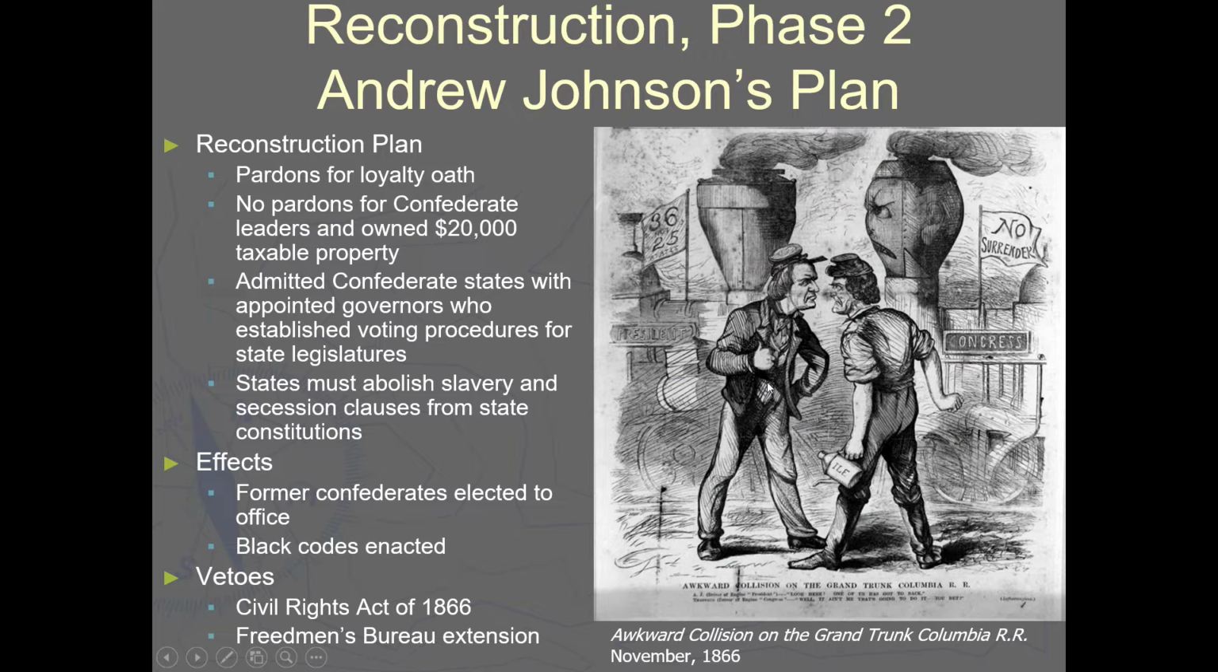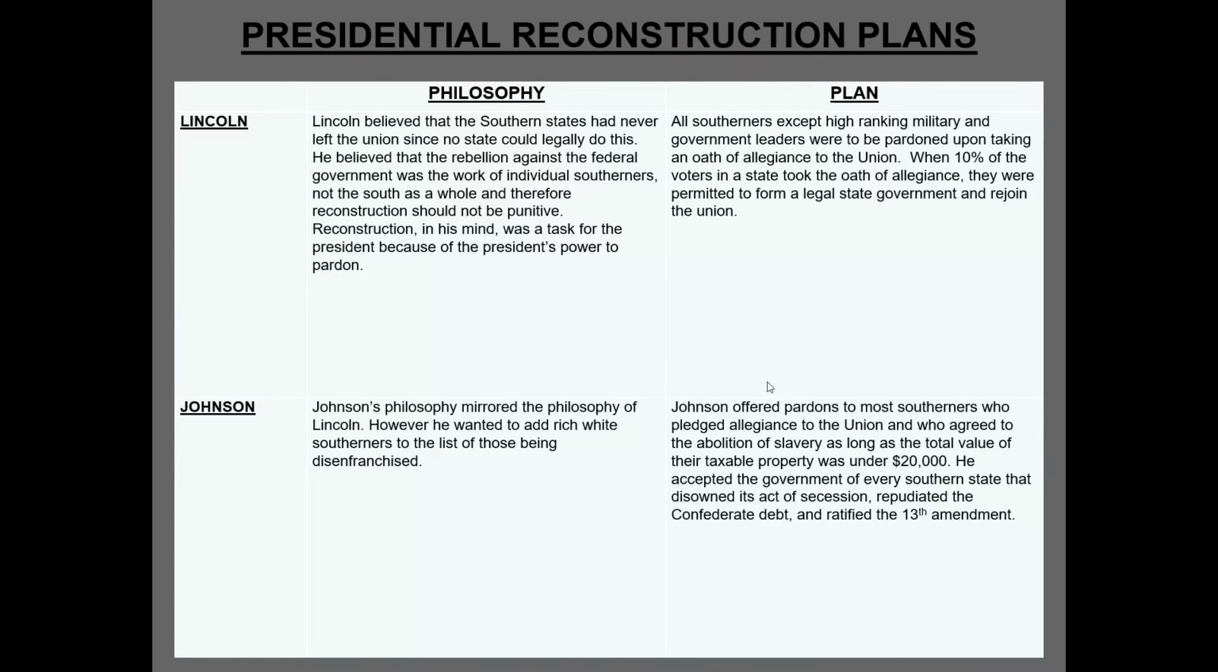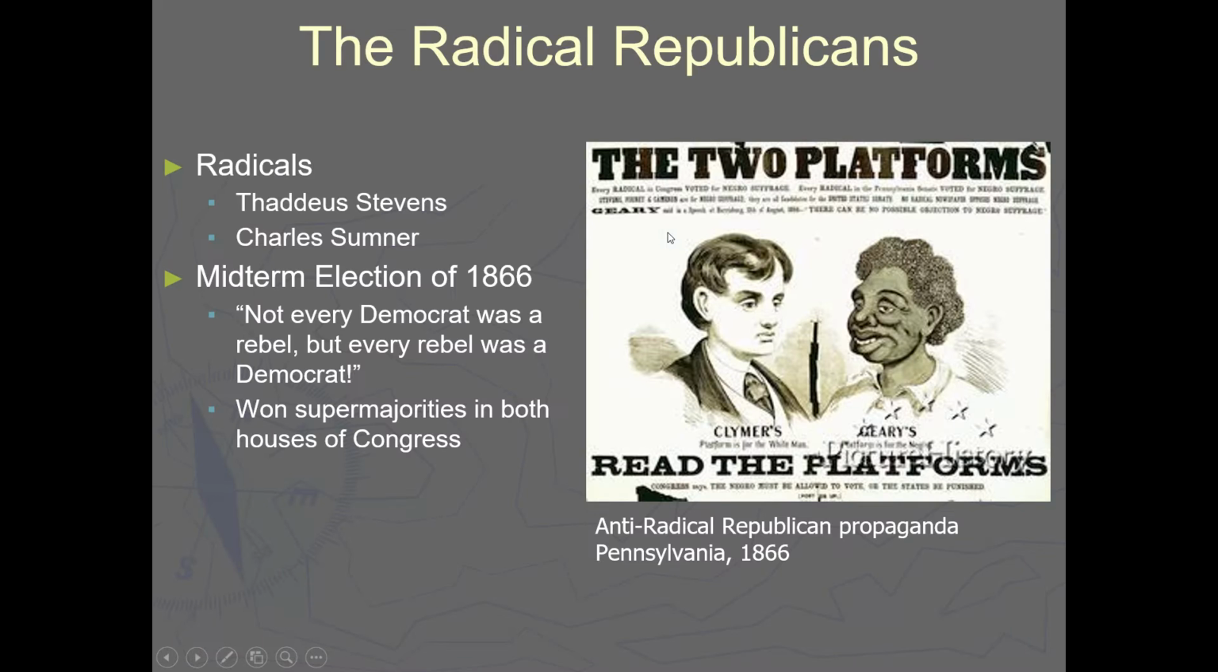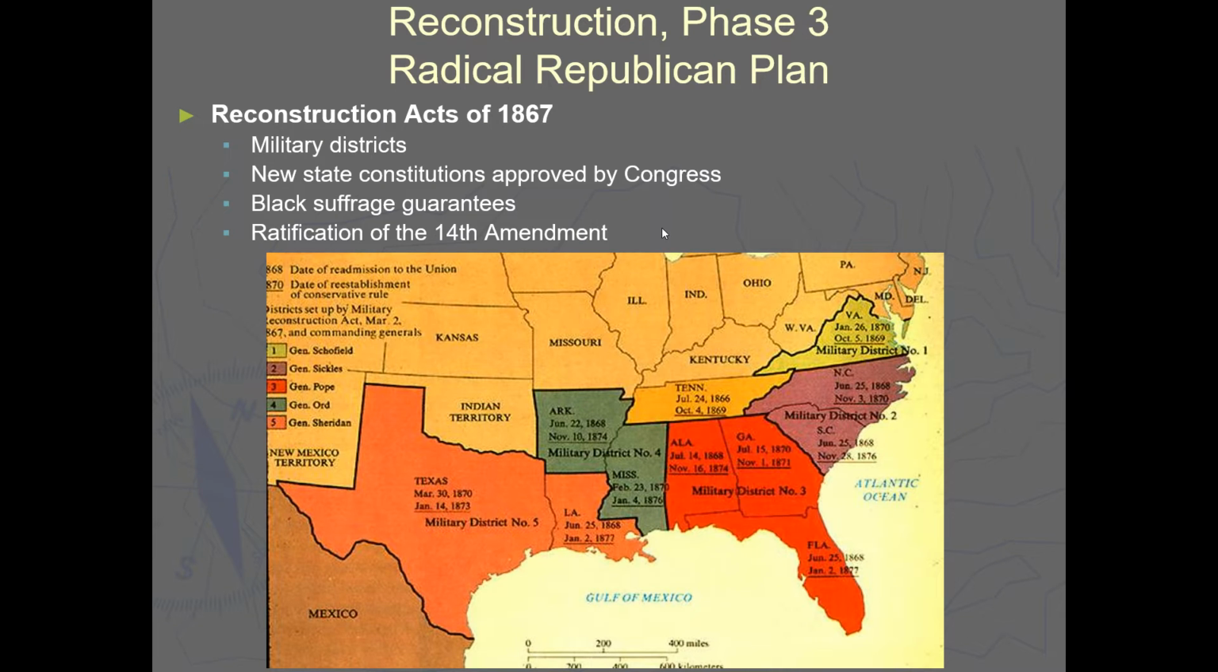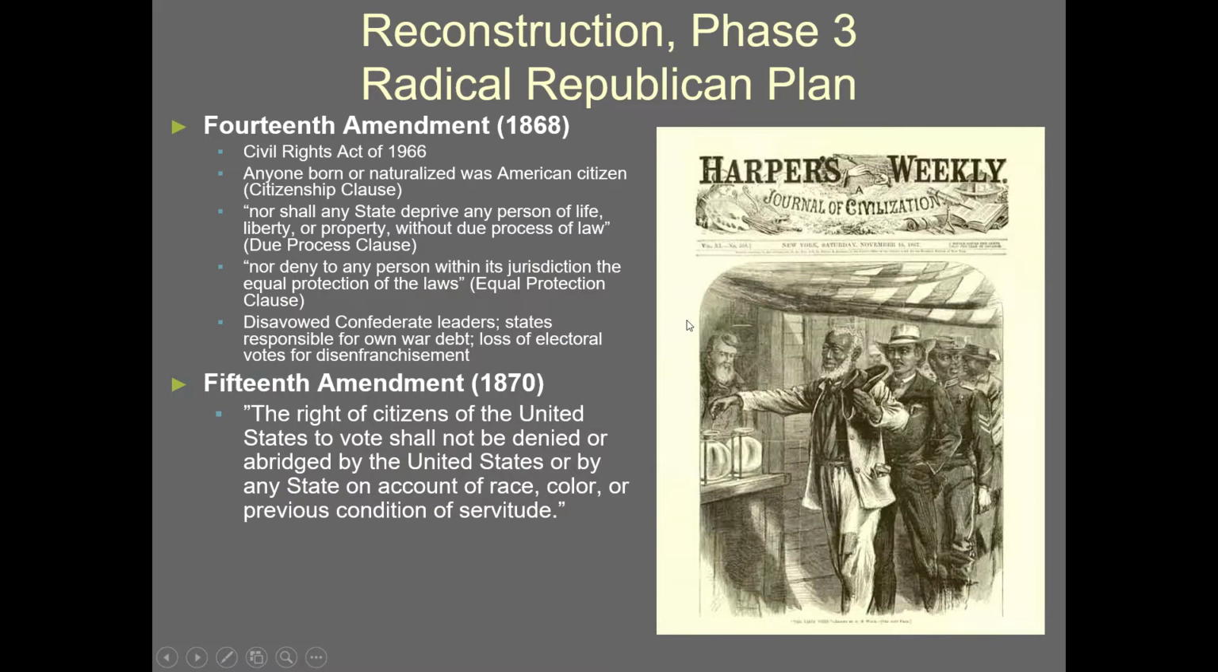After he was assassinated, Johnson's plan was a little bit more strict on the Confederates, but wasn't passed by Radical Reconstruction. Here's an overall basic of their plan. You can pause it and take a look at it. The Radical Republicans wanted to punish the South, led by Thaddeus Stevens and Charles Sumner, which led to military reconstruction. You can see how the states were broken up into five military districts.